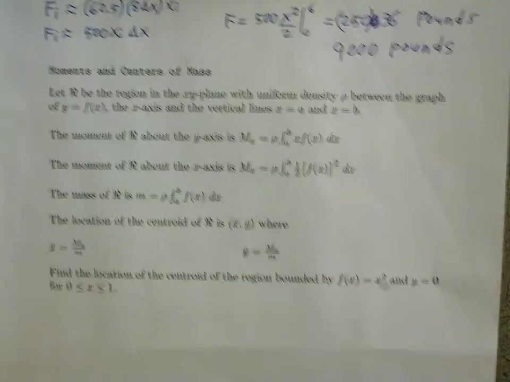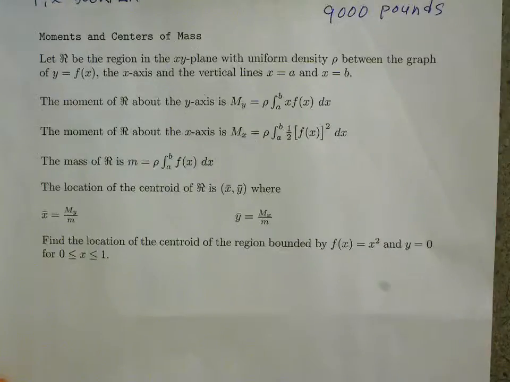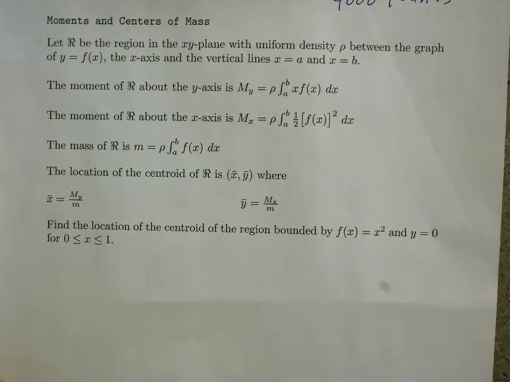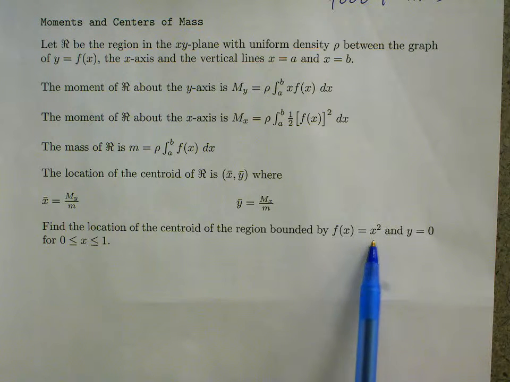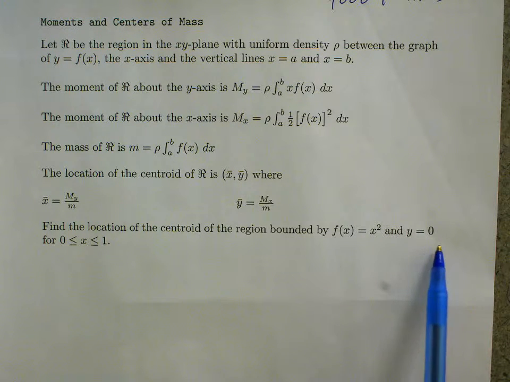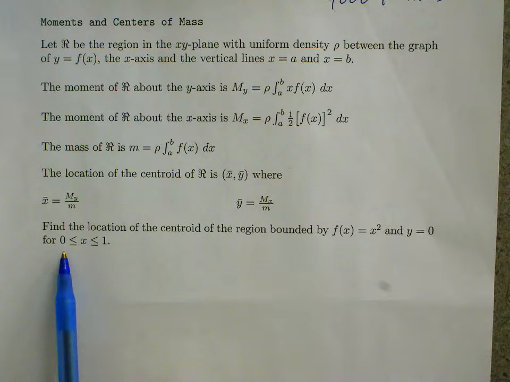Okay, so let's do an example. Find the location of the centroid of the region bounded by f of x equals x squared and y equals 0 for x values from 0 to 1.